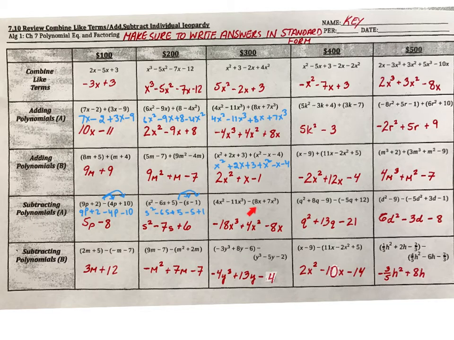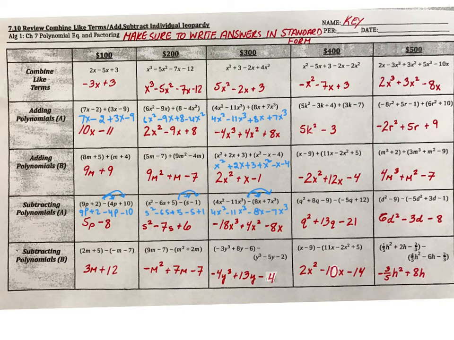For the next one, worth 300 points. Again, if it is a subtraction sign, you have to do this part, otherwise your question will be wrong. You have to distribute the negative inside the bracket. You can rewrite it 4x squared minus 11x cubed minus 8x plus 7, or see, I made a mistake too. It should not be plus 7, it should be negative 7x cubed. So we have to be very careful on that.